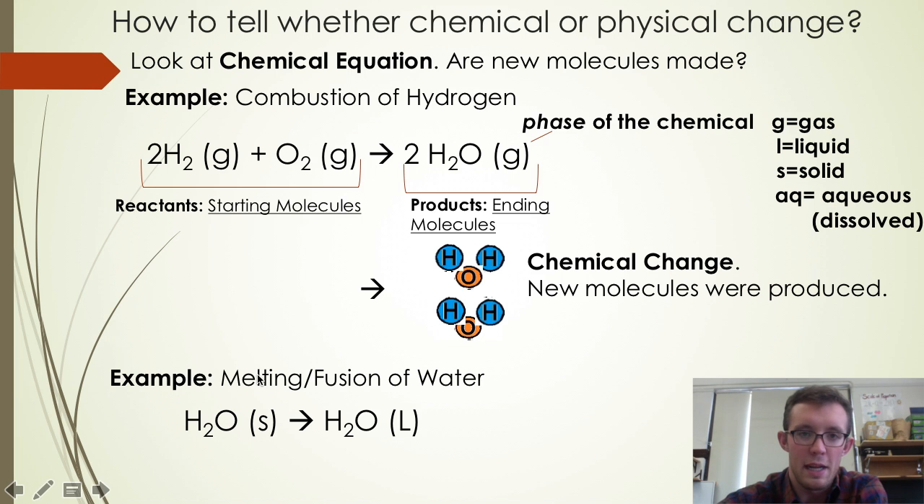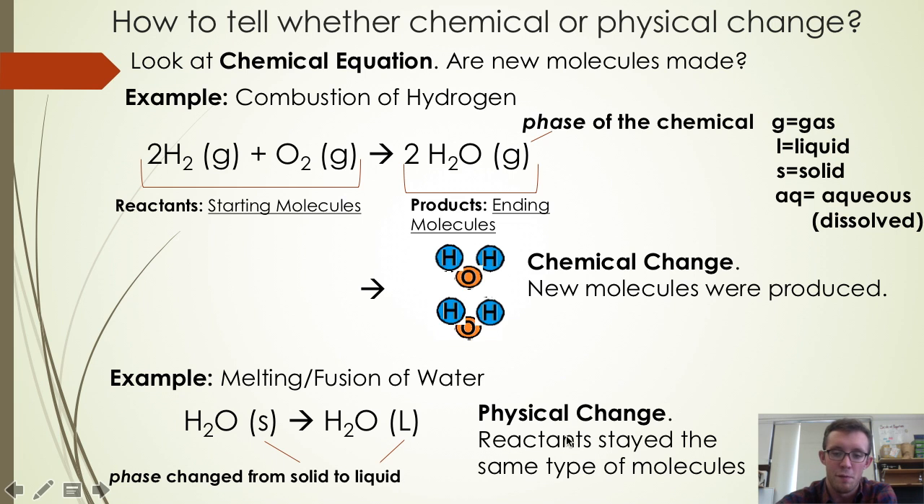We can look at a different example of a change, the melting or the fusion of water. In this example, you can see that we've got water that's starting out in its solid form, ice form, and it's changing into water in its liquid form. So we can see that a phase change occurred from solid to liquid. And this would be an example of a physical change in which our reactant molecules stayed the same type of molecules even as they changed phases.